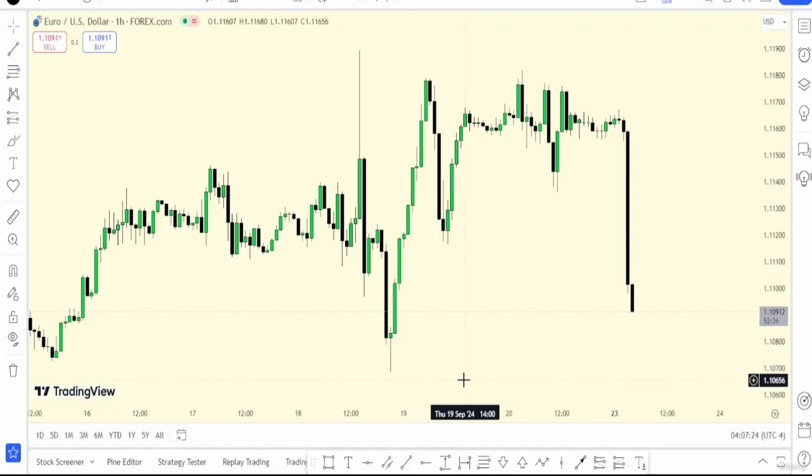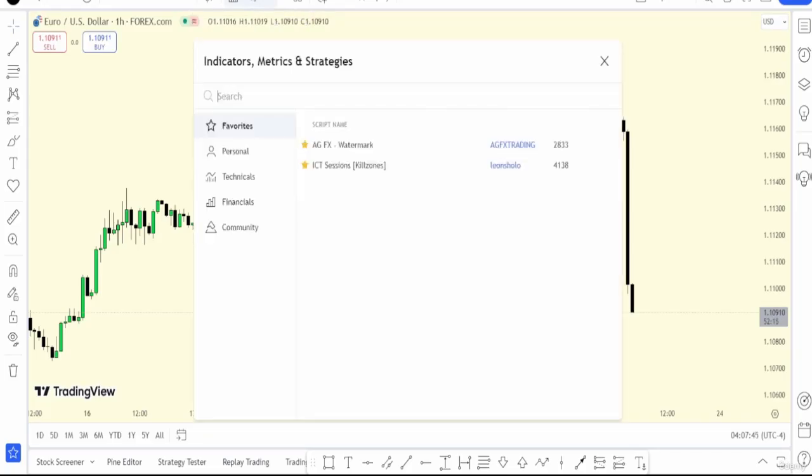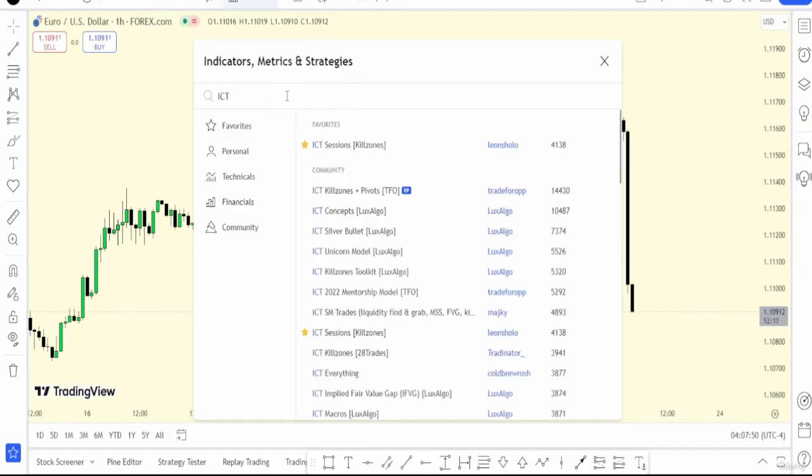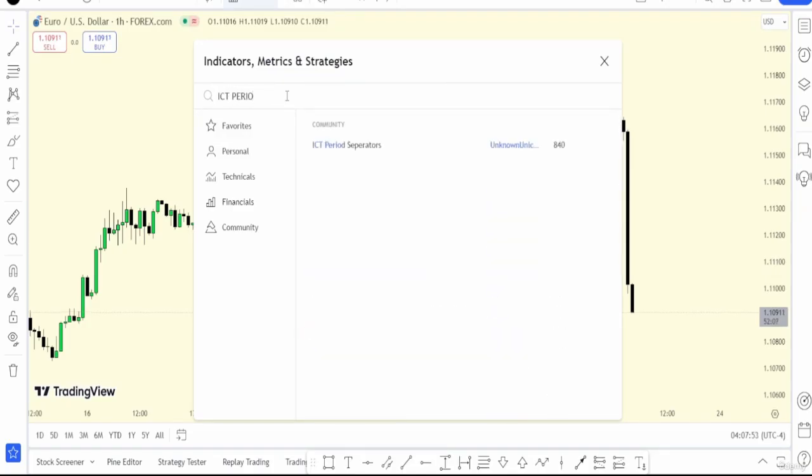In this lesson, we'll be setting up our trading platform, and we are going to be setting up our day and week separator so that we may be able to differentiate our different days from Monday to Friday and even the start of a new week. So we are going to go to the indicator part, click on it, and search for ICT period separators by Unknown Unicorn. This is the one. So I'm going to add it as my favorite and also click on it.